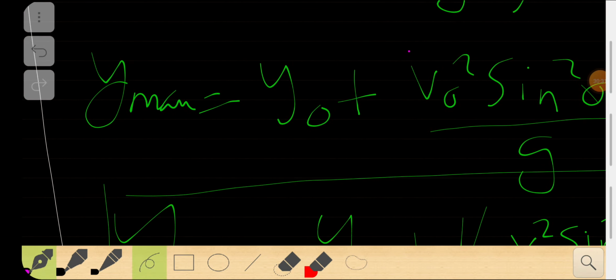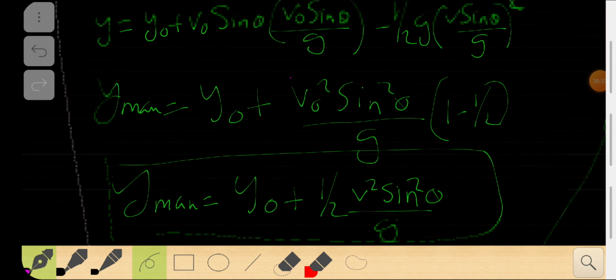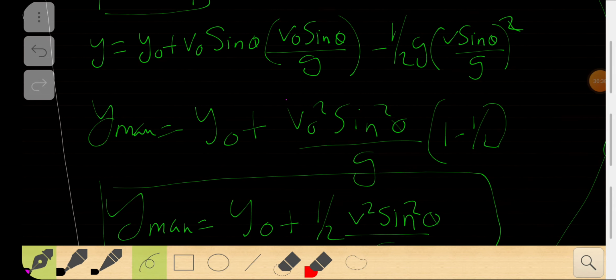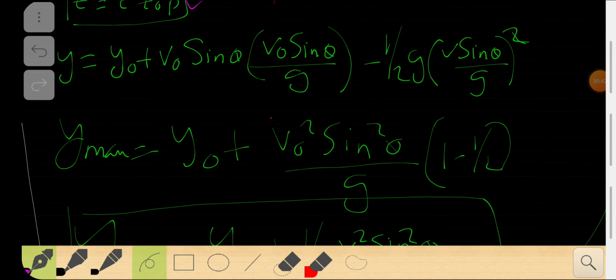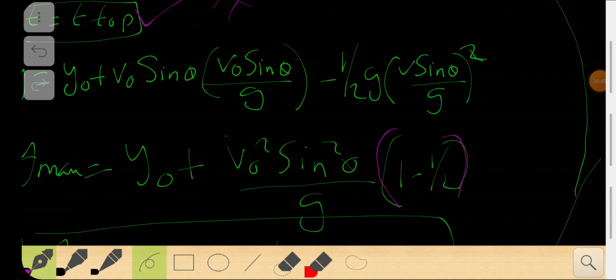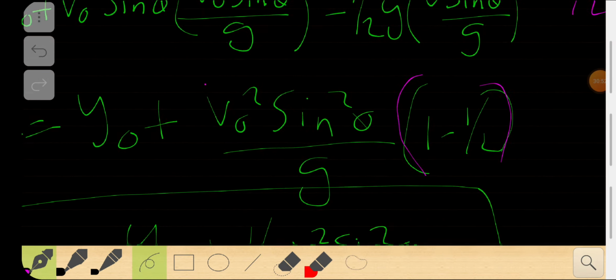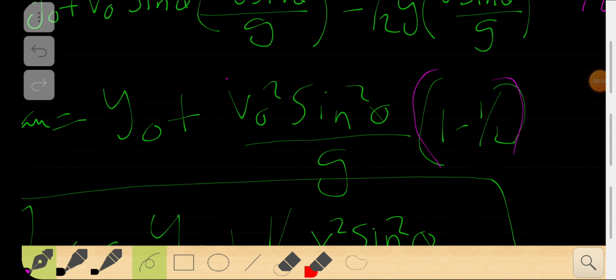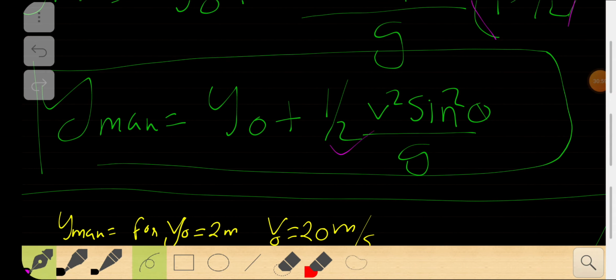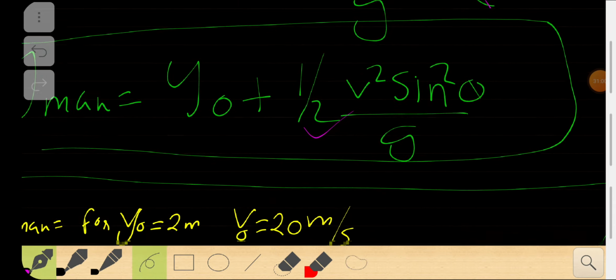Now we get y max is equal to y0 plus v0 sine square theta by g. I just took this whole thing out as common, and on the inside you get 1 minus half, so it will be half. So you get y max is equal to y0 plus half v square sine square theta by g.